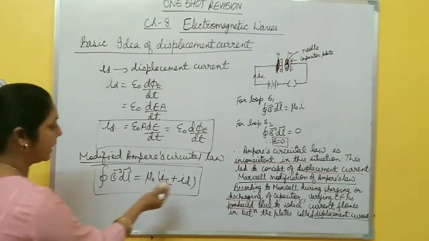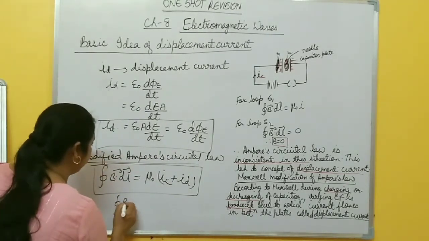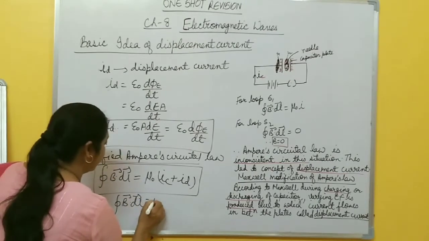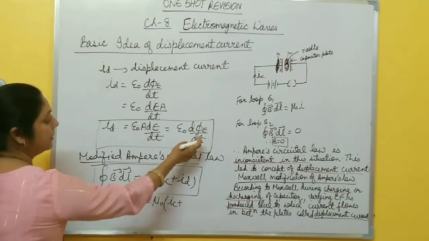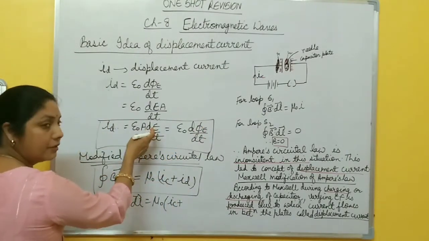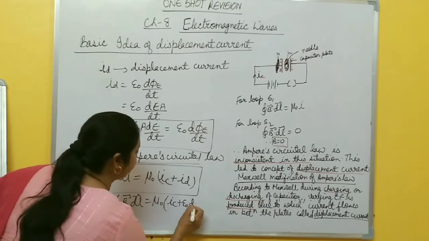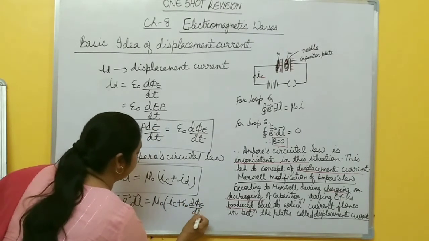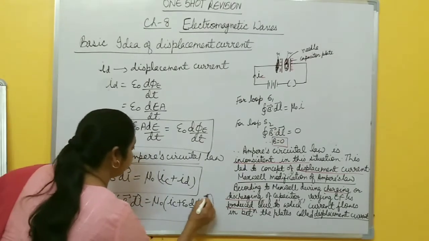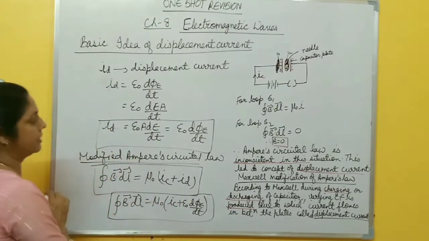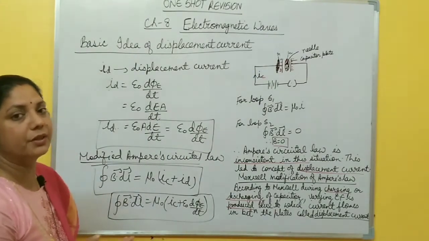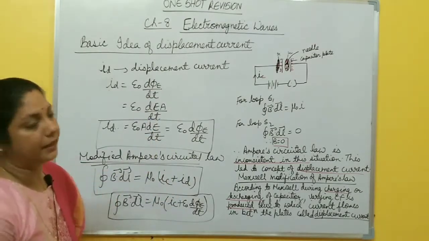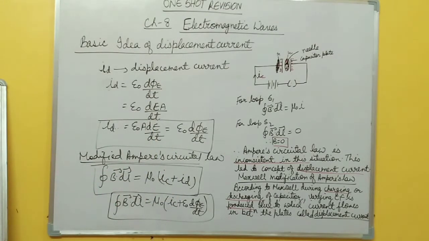B dot dl equal to mu naught IC plus ID, or you can write B dot dl equal to mu naught IC plus, what is this displacement current ID? You can write in terms of electric flux or also in terms of electric field: epsilon naught dφE by dt. This displacement current is produced due to a change in electric flux. So this is about displacement current. You must know what displacement current means, because it helps when we discuss electromagnetic waves. Okay, so please take a screenshot of this one. After this, we will discuss Maxwell's equations.